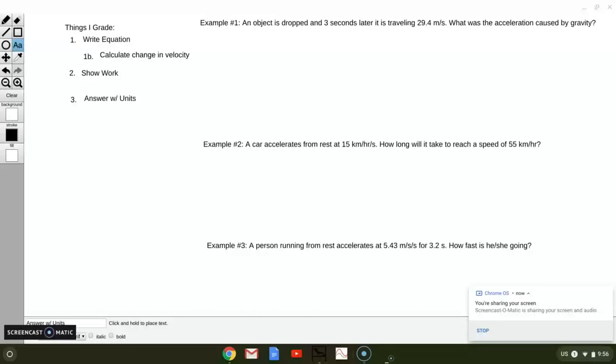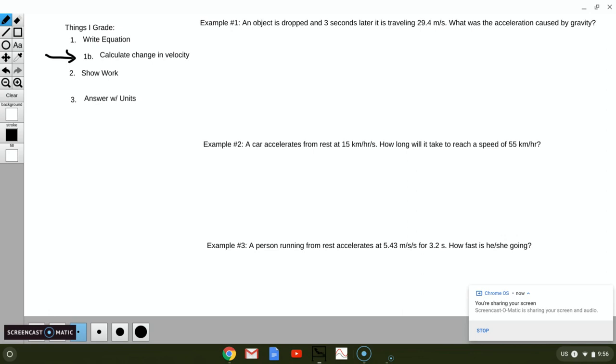Here we go. Here is Champ's version of how to do the math problems. All right, so I've got 3 examples up here ready to go, and I've got the things I grade over on the side. Now you'll notice they're exactly the same as they were before, with one exception. We've highlighted there's a 1b this time that I'll get to in a second.